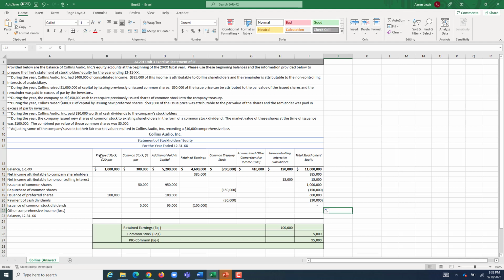Which leaves us with one thing left to look at, and that is our AOCI, our other comprehensive income, or in this case could be loss. During the period, we had to make adjustments to the company's assets that we are allowed to adjust to fair value, like our investment in the equity of other companies, and doing so resulted in Collins Audio Incorporated recording a $10,000 comprehensive loss. Well, what does that look like on here?